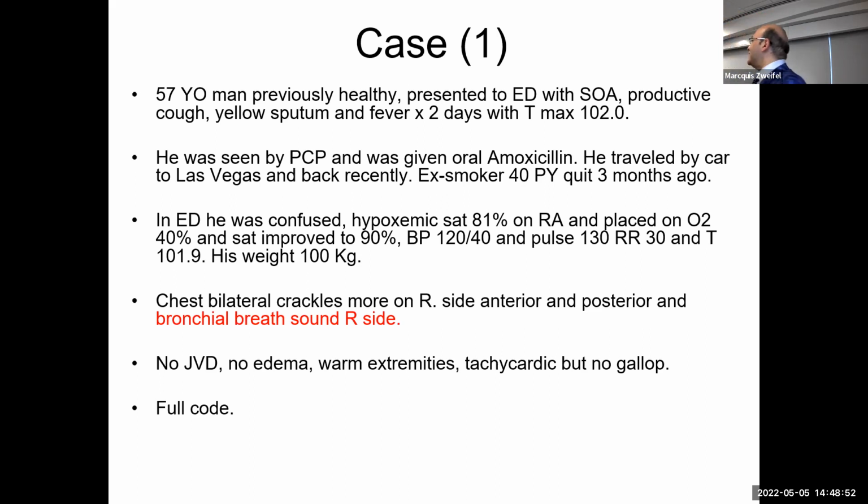COVID definitely now is always in differential, for anybody who's come with lung infection. What else? COPD. So what's his chance to have COPD? What's the number? We did bets yesterday, so less than 50%. So he may have COPD. What else other than COPD?